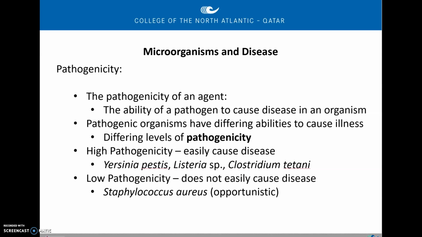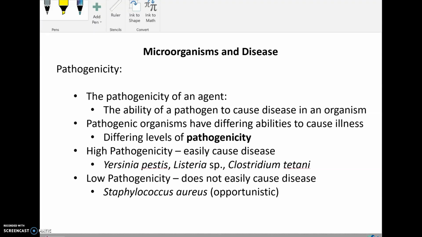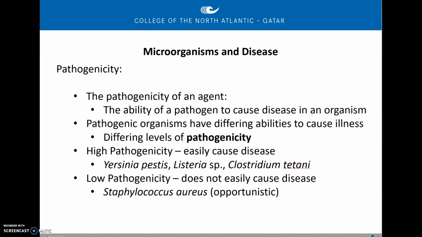Okay, now this leads us to a couple of very, very important terms for you guys to know. Pathogenicity is the first one. Pathogenicity is the ability of a pathogen to cause disease in an organism. So what that means is, how easy is it for that particular pathogen to cause disease? Infectious agents have different levels of pathogenicity.